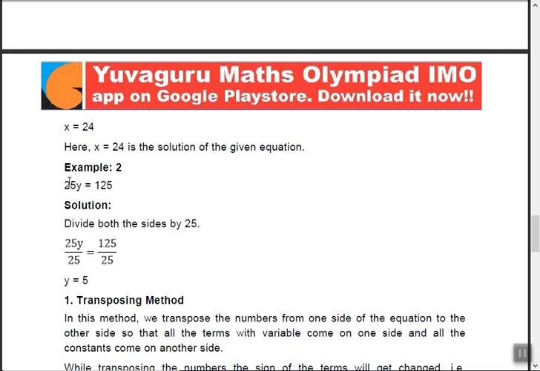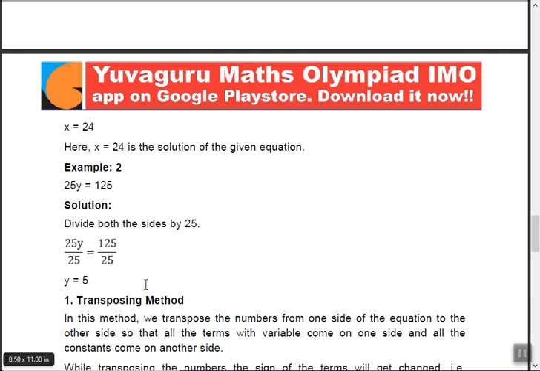I have to remove this 25. So I'll divide both sides by 25. So what will happen? 25 into y upon 25 equals 125 upon 25. So 25 ones are 25 ones. Only y remains on this side, and 25 fives are 125. So it is 5. y equals 5.